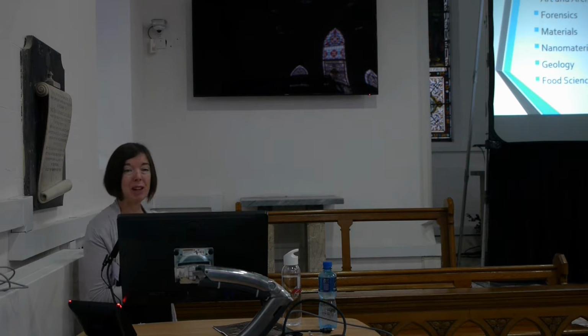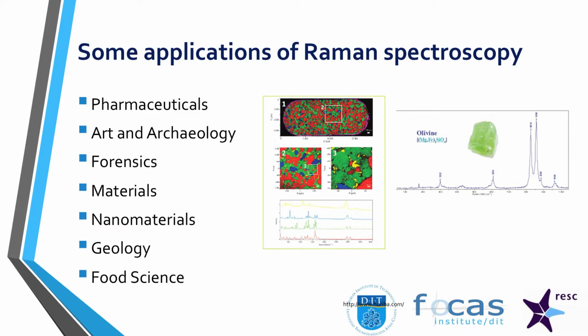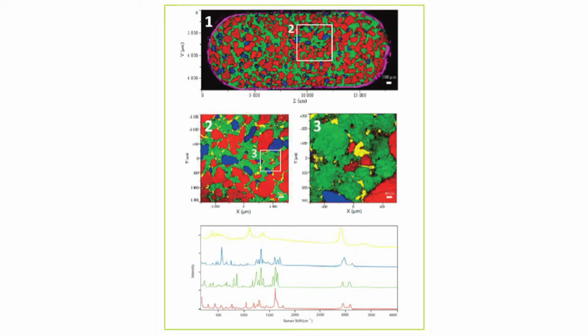So some examples then of Raman spectroscopy, some applications where it's used. It's used quite a lot in the pharmaceutical industry, and you can see here, this is an aspirin tablet. This is a Raman map of an aspirin tablet showing the different molecular composition, so the different ingredients that would be in a tablet. And you can see here that each of those ingredients has its own unique Raman fingerprint.